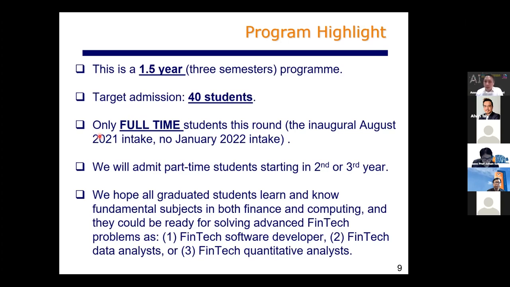For the part-time, likely it will be in the second or third year. It depends. We will decide later. But the first year, we only admit full-time students. The first year, we also only have one intake. We admit students now, starting in August 2021, and we won't have admission for the January 2022 intake. So there's no spring intake in the first cohort. For part-time students, it's for sure we will admit them in the second or third year. As for the spring semester intake, maybe we will consider that.